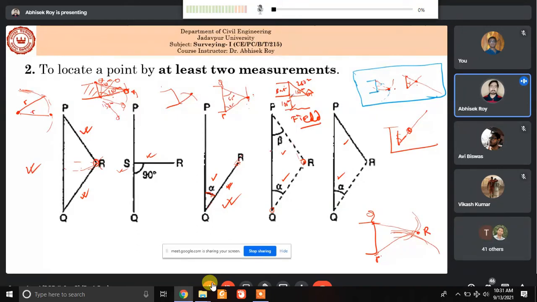So anyhow, any point you want to locate, you have to make at least two measurements, and these are the examples by which you can do it. So I guess it is clear to everyone. Can I move to the next slide? Yes, sir. Okay.